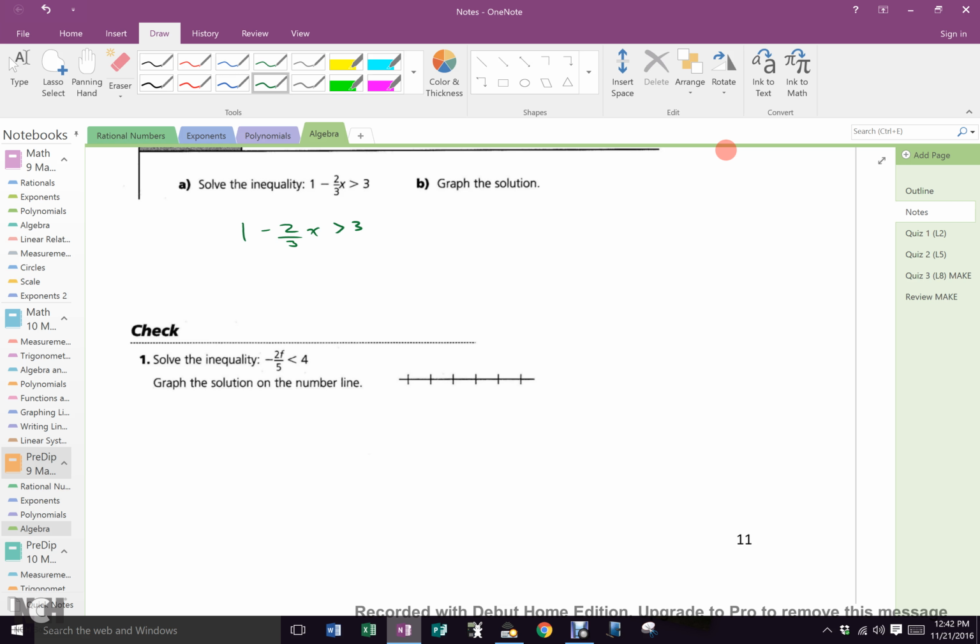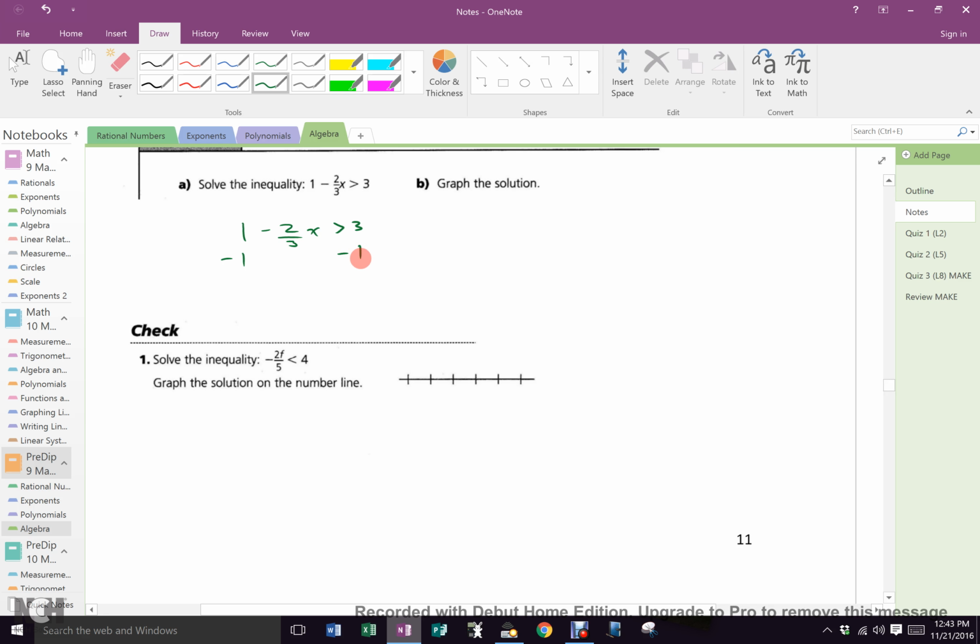Because it's furthest away from x. If you were driving to Disneyland, would you start in Disneyland? No, you have to get there first. So if your goal is to get x by itself, you have to go through everything else first. And the first thing in the way of x is a positive 1. So what do you do?